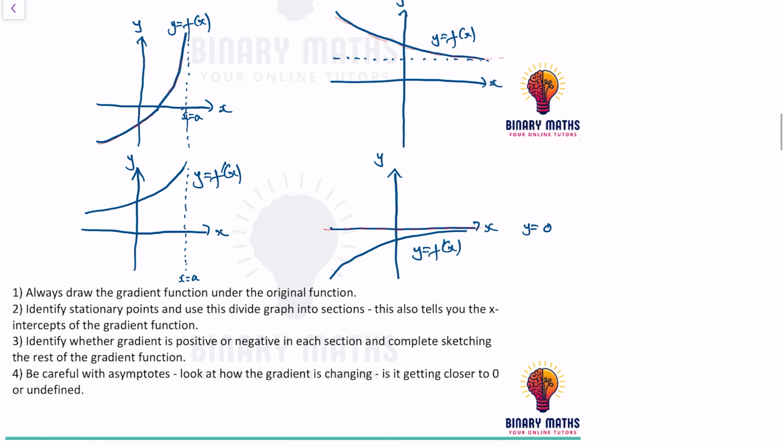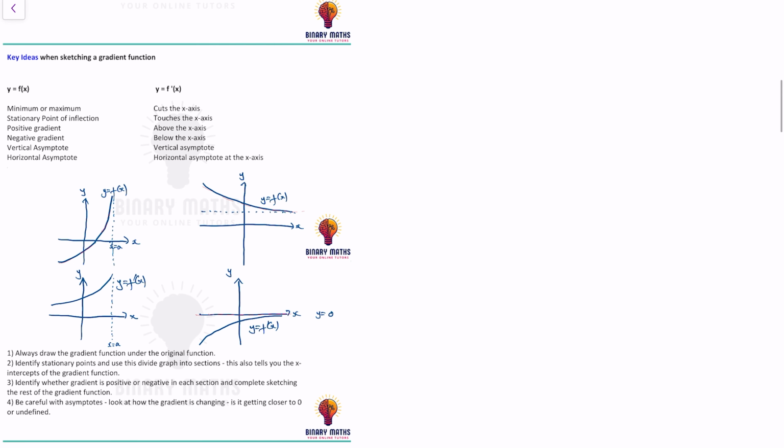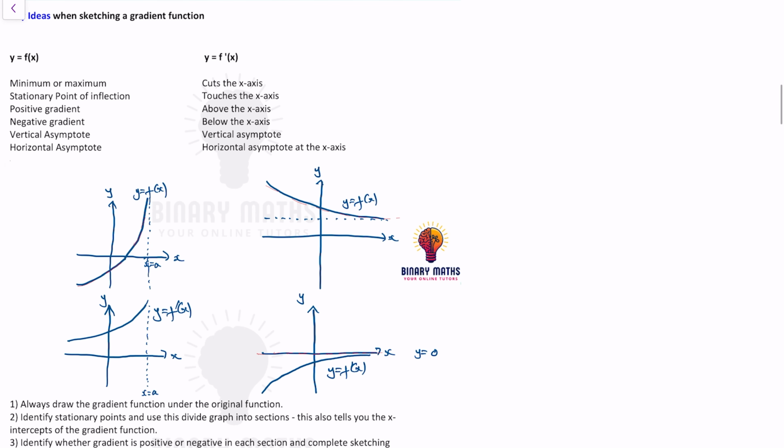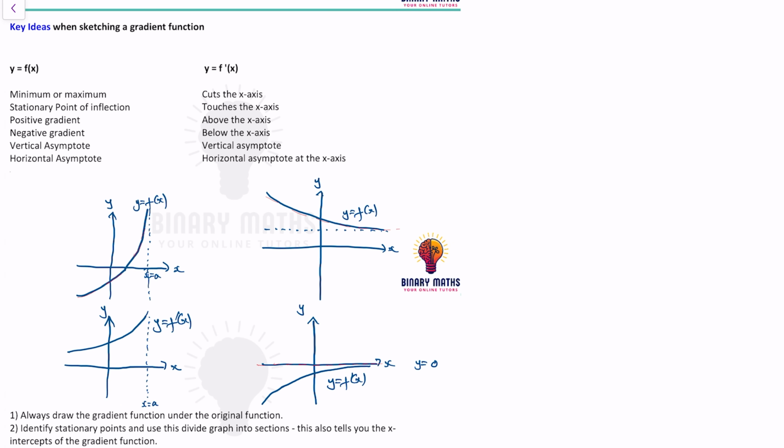Always draw the gradient function under the original function because you can clearly see what's happening and you can line it up. Identify stationary points and use this to divide into sections. This also tells you the x-intercepts of the gradient function. So I always section it up. Then I decide what's happening. Is the gradient positive or negative in each section? And complete sketching the rest of the gradient function. Always look at where it's infinity and where it's getting closer and closer to 0. It says, be careful with asymptotes. Look at how the gradient is changing. Is it getting closer to 0 or undefined? So these are the key ideas. Always use this guidance to help you to draw the gradient function.